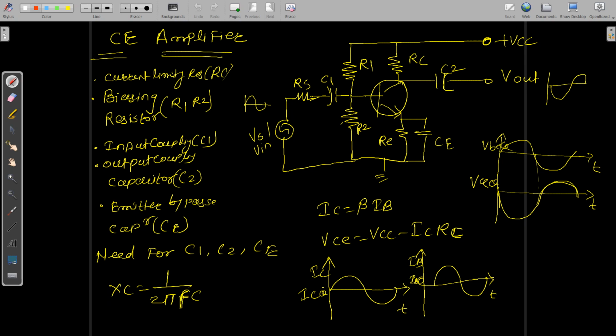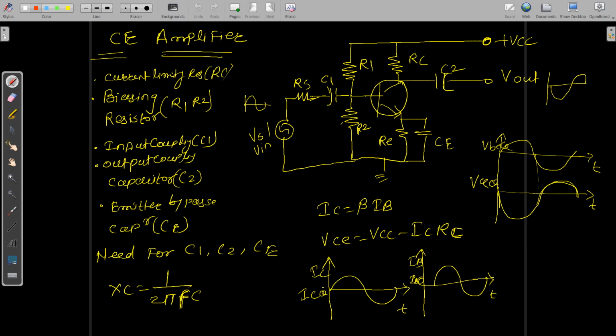Hello everyone. In today's class, we have to see what is the circuit diagram of a CE amplifier, what are all these blocks, what is the use of these resistances, what they stand for, what is the purpose of them. All these things we have to see in detail. So this is a very basic explanation about what the CE amplifier is and how the circuit works.